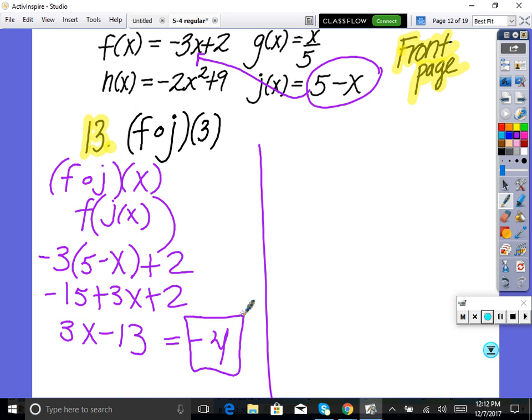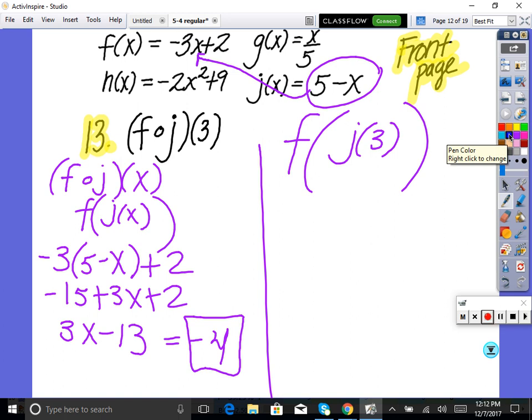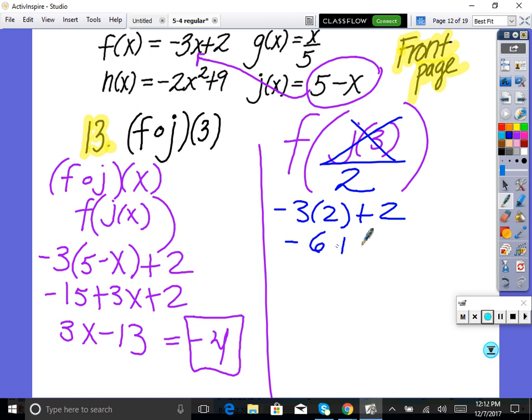But watch how much easier this way is. Let's just go right for the squish. Squish 3 back into J. That's J of 3, everybody. Squish it in again: F of J of 3. Now this is nice because then we can just calculate from the inside out. What's J of 3? Go to J, plug in 3: 5 minus 3 is 2. So we're really looking at F of 2 now. So negative 3 times 2, plugging this into F, plus 2. Negative 6 plus 2 is negative 4. We got there much quicker, didn't we?